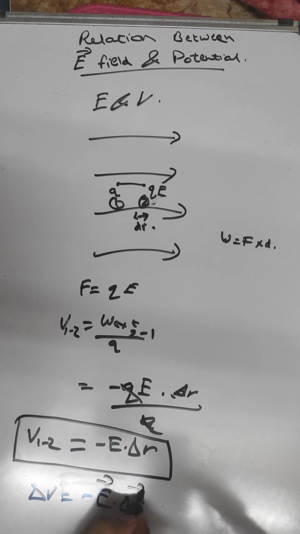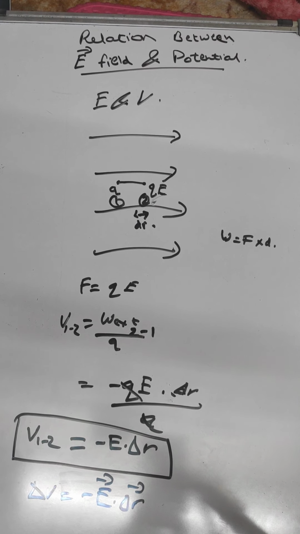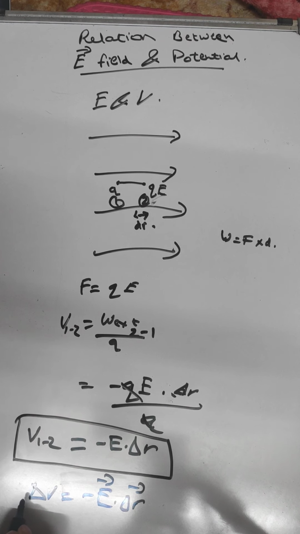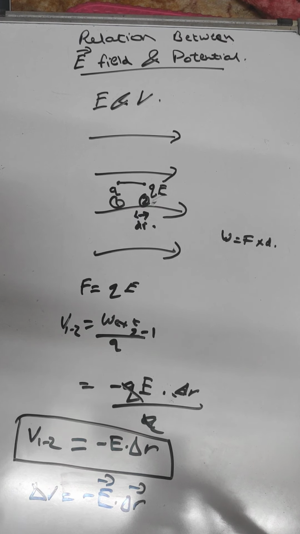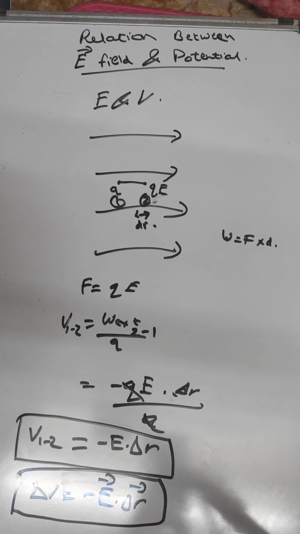And what will be the direction of this? There will be no direction, because potential is a scalar quantity. Potential is not a vector quantity. I hope this is very clear to you. Then we shall move forward. Remember this formula, it might be used in the further lectures.